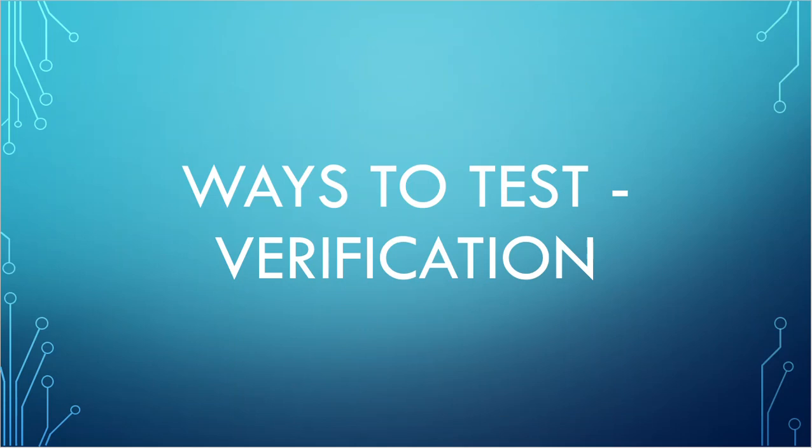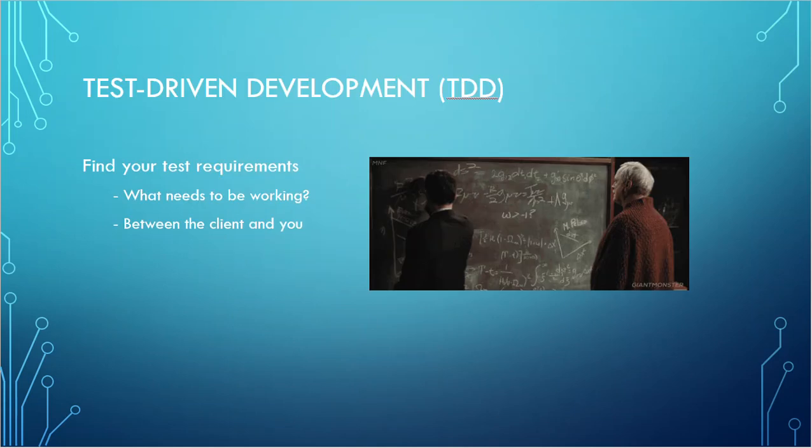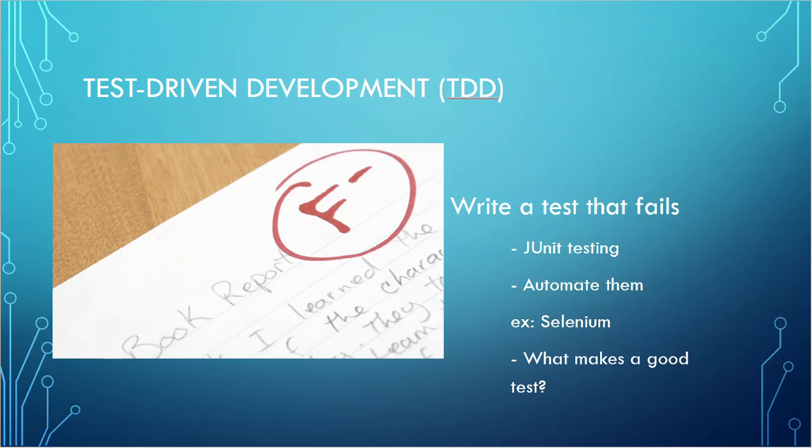Moving on, we can go into ways to test the two. So for verification, the main way to test it is test-driven development. This involves you finding your test requirements, what needs to be working, between the client and you. That is how you decide this, right? So you decide, oh, we need that bike handle to work, right? And then after that, you write a test for it, like we were saying with this bike example. Of course, let's go with one more software related, like messaging, right? You want the message to be delivered, right? You want it to be received after clicking send. You want it to be received on the other end.